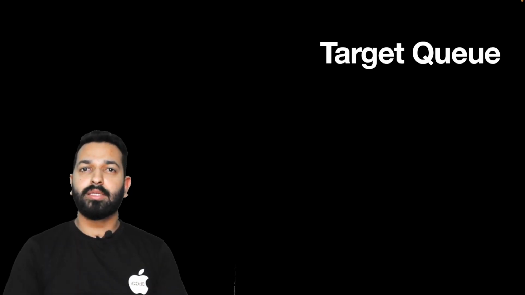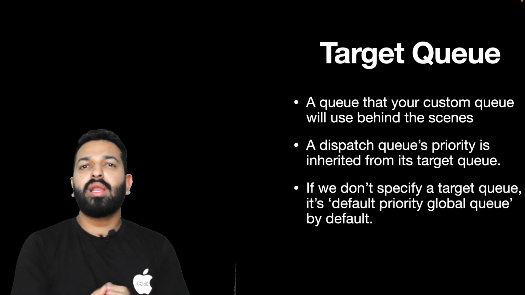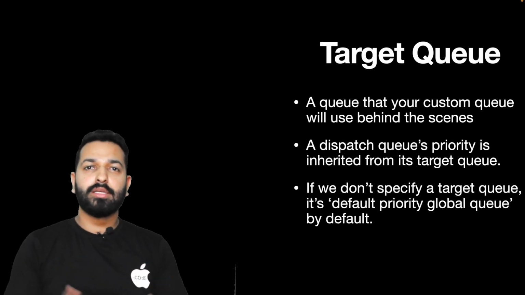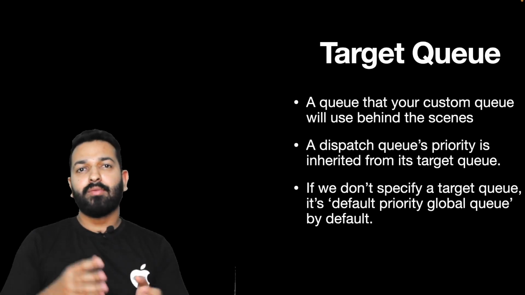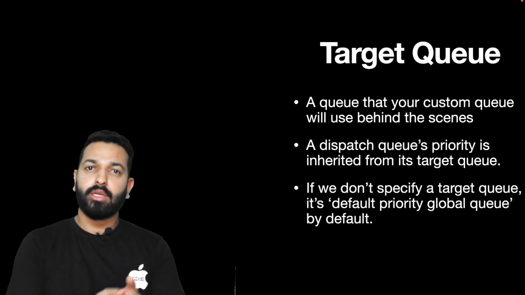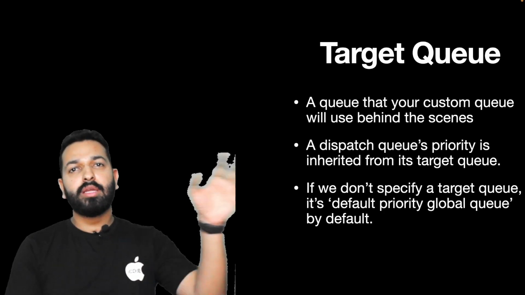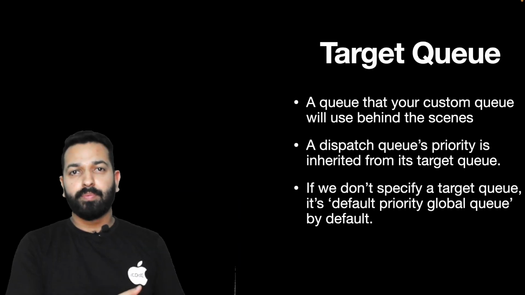So let's try to understand this in detail. Target queue is basically a queue on which the actual execution happens. When you create a custom queue, you might think that whatever task, whatever job you dispatch to this queue will be executed on it. But behind the scenes, they are actually executed on some other queue, and that is the target queue.